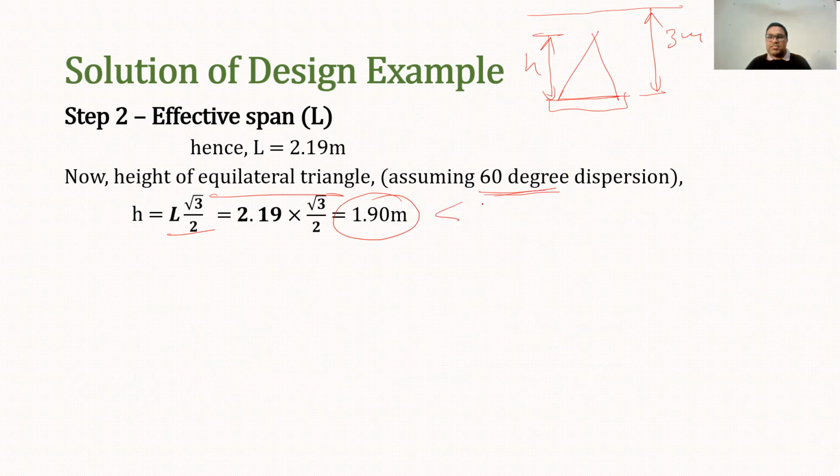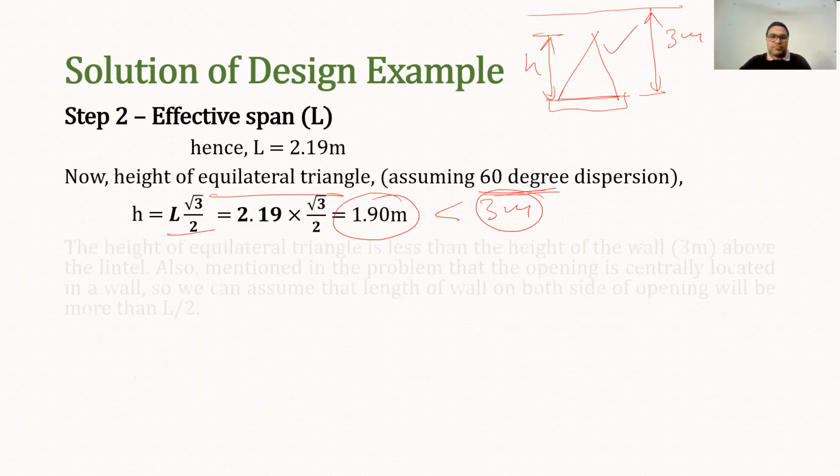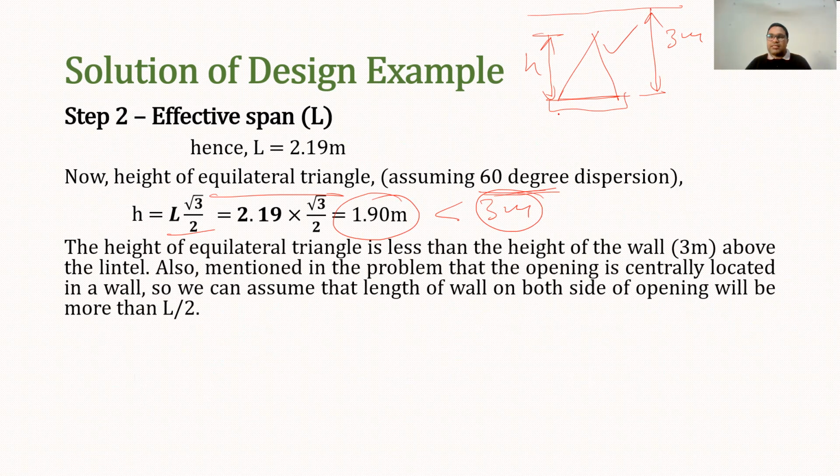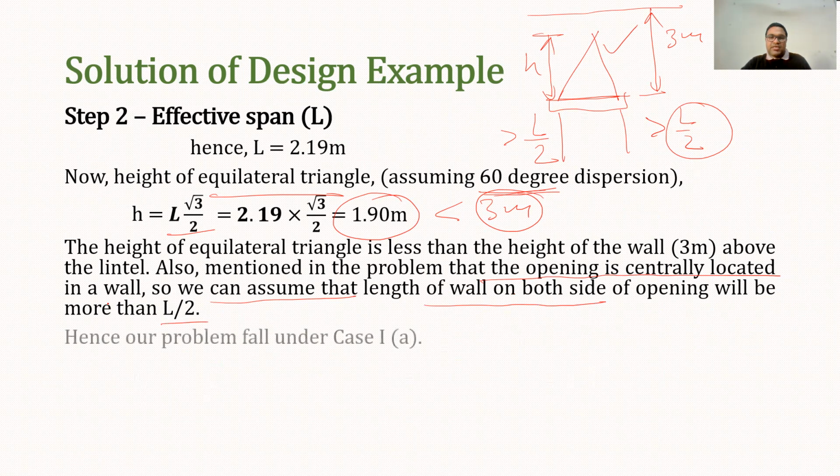And now you can see it is less than 3 meter, which means complete equilateral triangle will form within this wall. So therefore it will fall in case 1A. Because as I explained earlier also, sufficient length of brick masonry is available here also and on the left hand side also, because as it is mentioned in the problem that the opening is centrally located in a wall, so we can assume that length of wall on both sides of opening will be more than L by 2. So therefore it becomes case 1A.